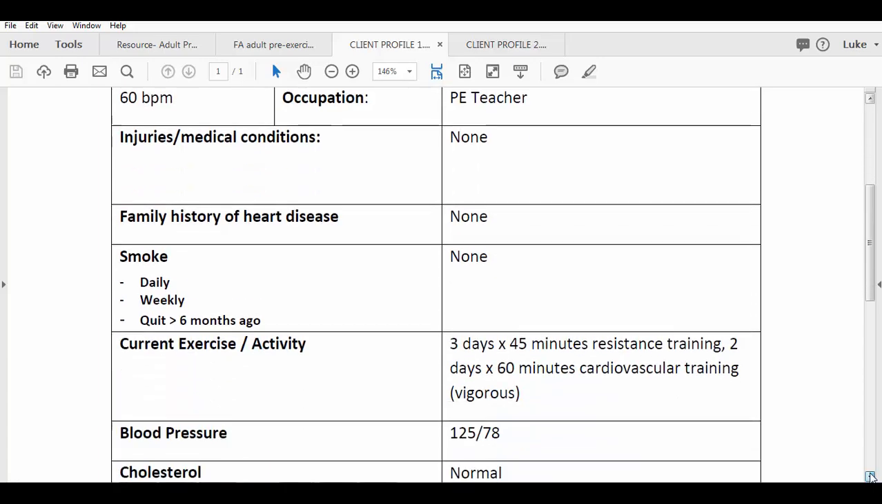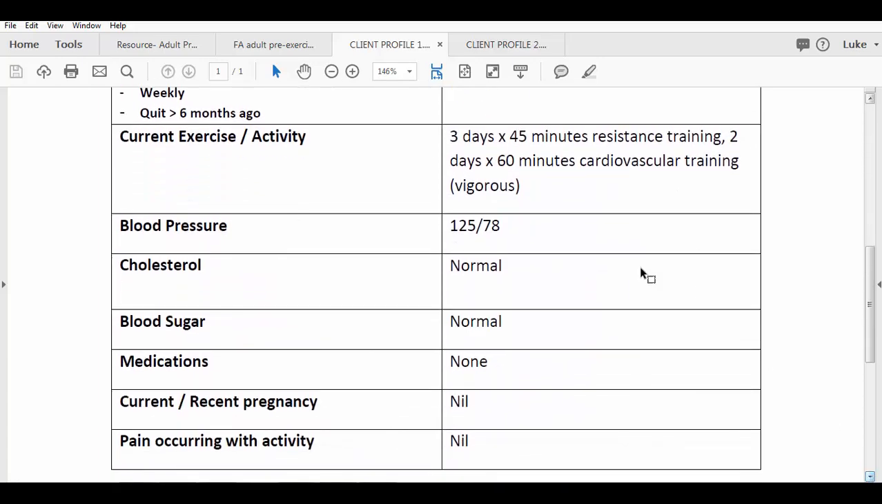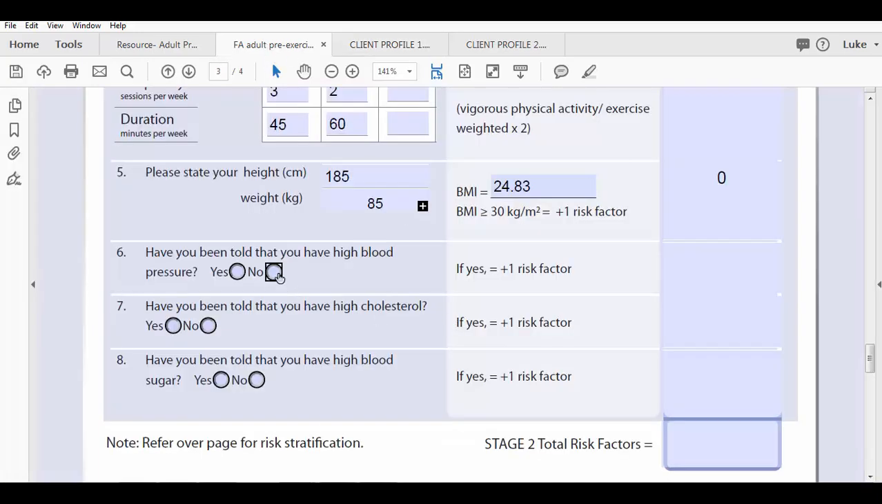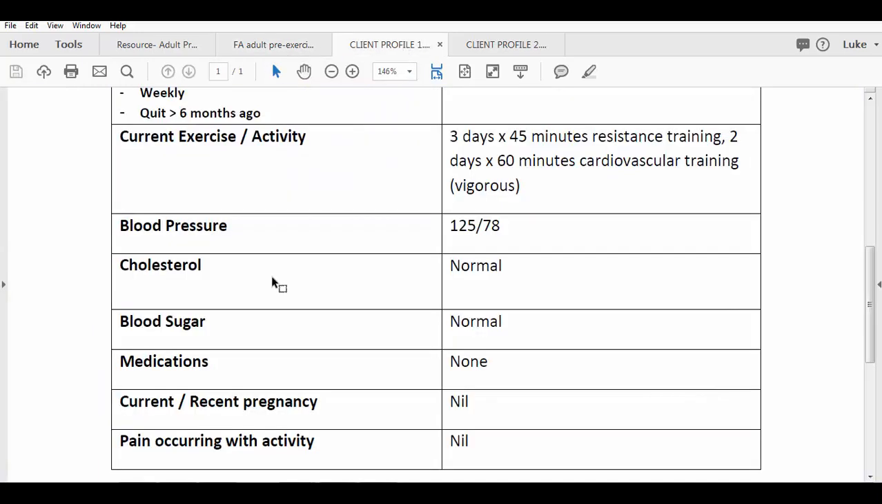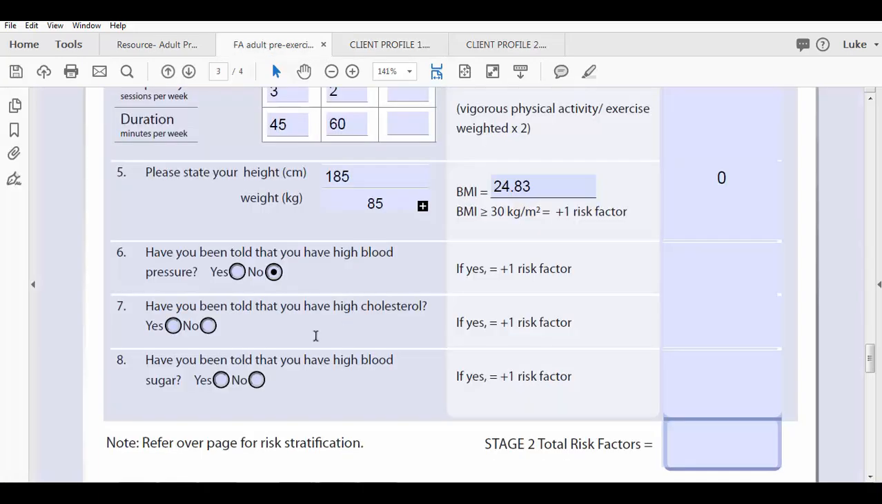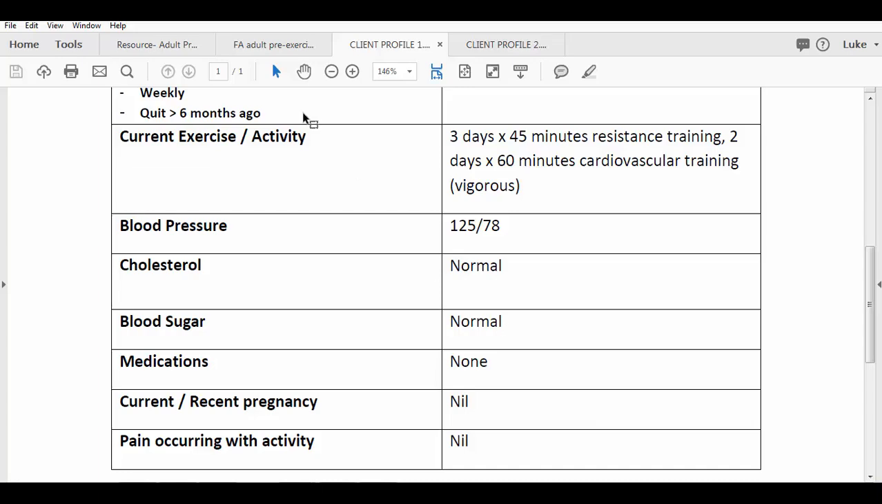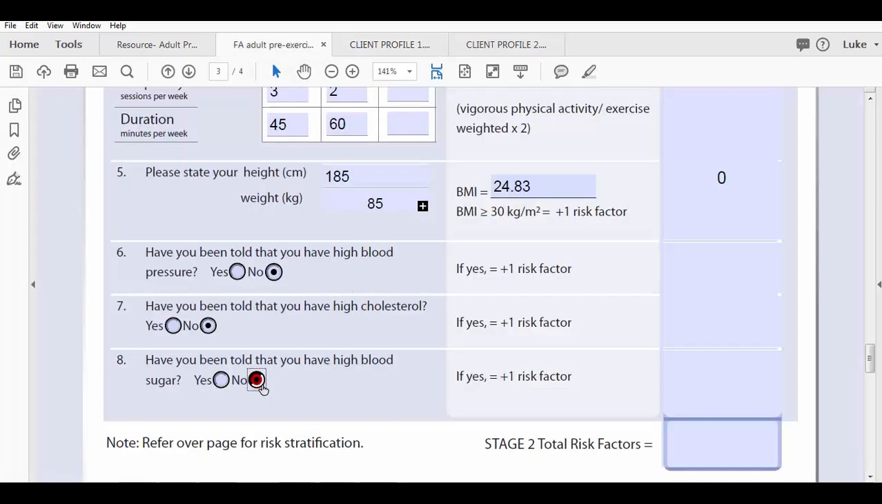Again, ever been told you have high blood pressure? If we go back to our case study, we can look at their blood pressure, which has been 125 over 78. We know that's in the normal range, so no. High cholesterol, here we see normal, so no. High blood sugar levels, here we see normal, so again, we put no, and each of these will accumulate a 0 because they're all no's.